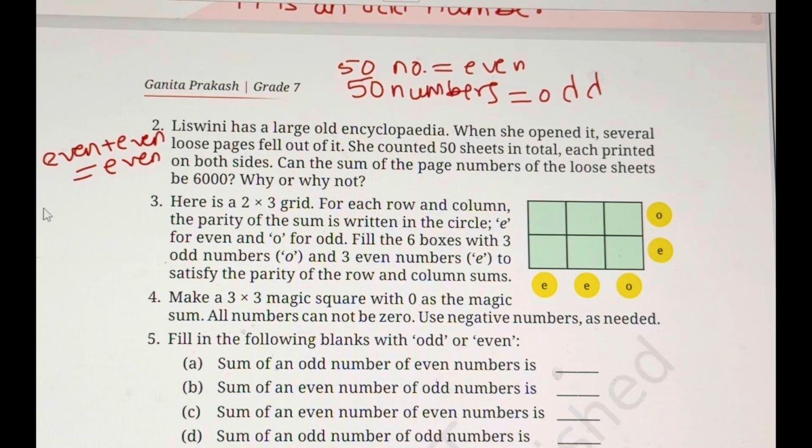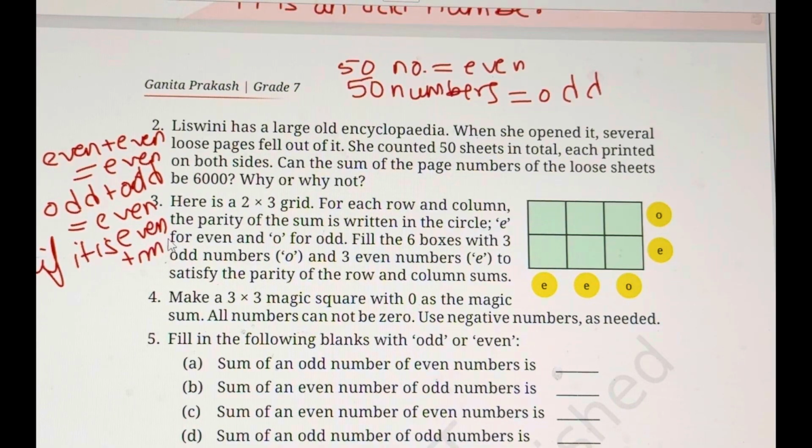And odd plus odd gives you even, if it is an even number of times. Now 50 is even. So odd numbers are an even number of times, and even numbers are an even number of times, that is okay, even. And even plus even will give you even, right? And here 6000 is an even number. So there is a possibility.